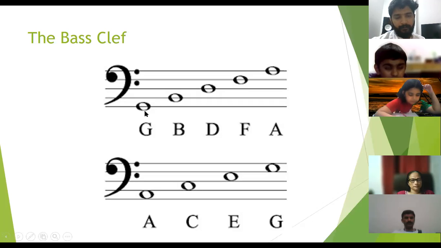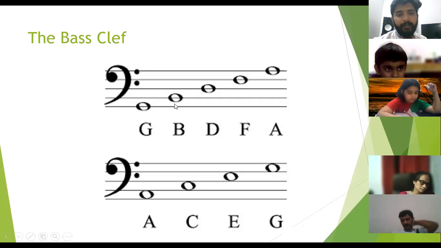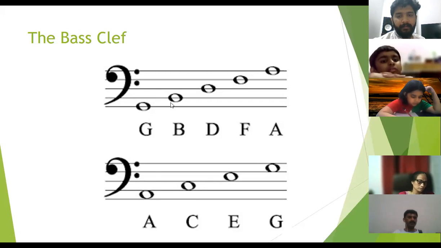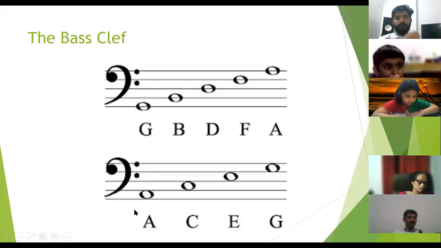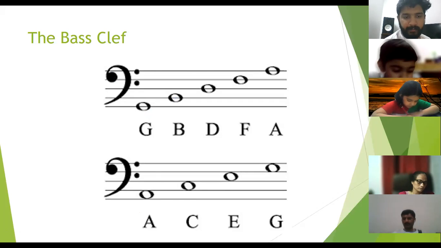So the first line is going to be G, then the second line is going to be B, D, F, and A. Those are the line notes. So G is on the first line, A is on the first space, B is on the second line, C is on the second space. It goes up like that. So you can draw it out, the line notes and the space notes. I'll tell you a shortcut after that. Quickly draw it out. 5 lines and 4 spaces, the bass clef.